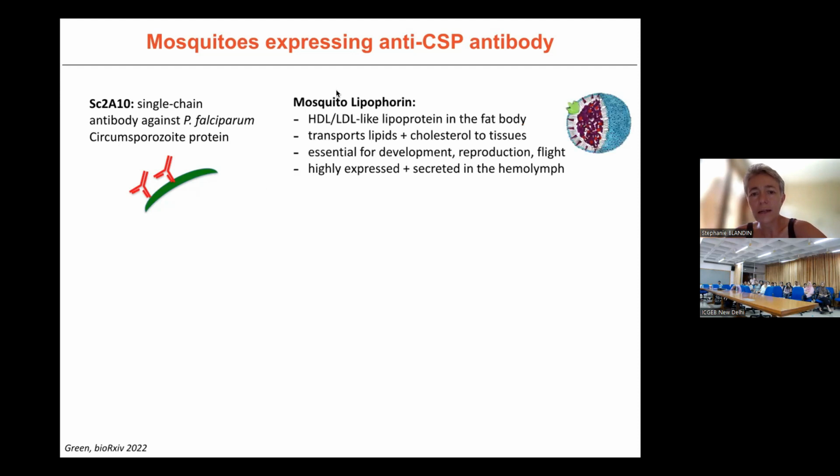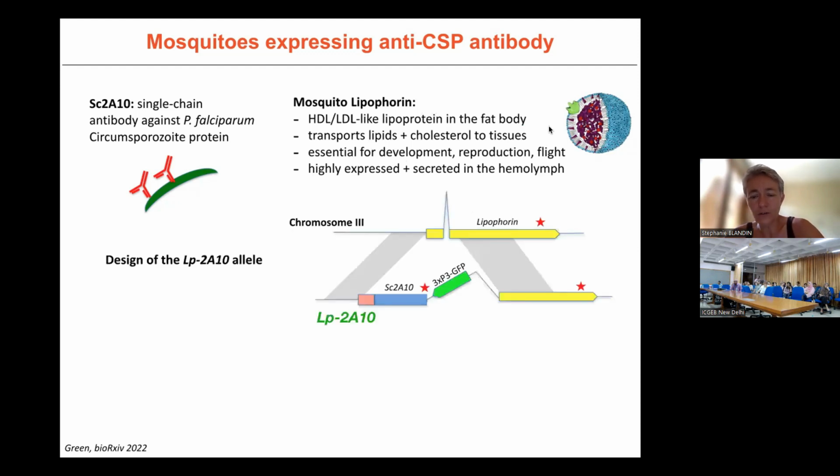And the second question is, where do we make it express? We decided to have it expressed together with a fat body protein called lipophorin. Why? Because first of all, it's an essential gene. Second, it's also highly expressed and secreted in the hemolymph, and I told you already that the sporozoites will bathe in the hemolymph at some point in their life. This protein is important to transport lipids from the midgut to the tissues where they're needed in mosquitoes, and it's constitutively expressed.